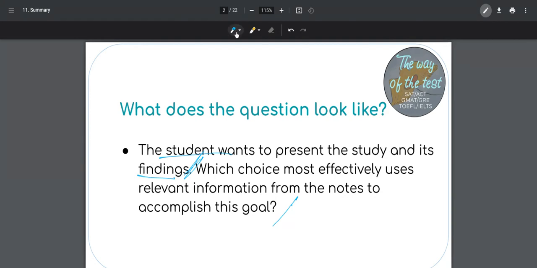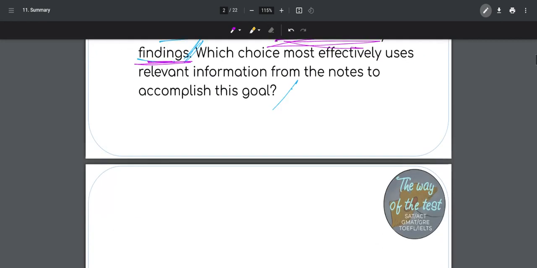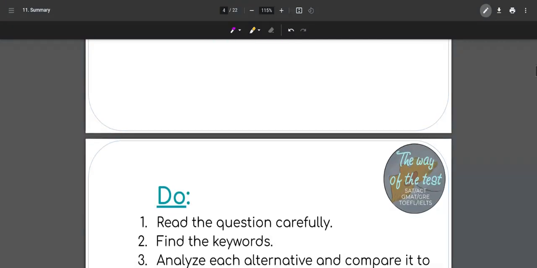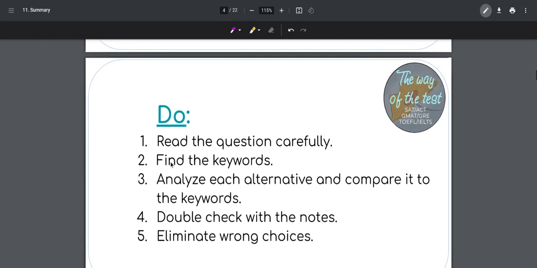The key here is what the student wants to do. Here they say the student wants to present the study and its findings. So we care about presenting the study and presenting the findings. Those are our keywords. That's what we're going to look for in the alternatives. So the strategy is we don't read the bullet points yet. We read the question, we find the keywords in the question, we analyze each alternative and compare to the keywords, and then we double check with the notes, which means we don't check with the notes first. We first analyze the alternatives and see which is doing what the question requires us to do, and then we check the notes.